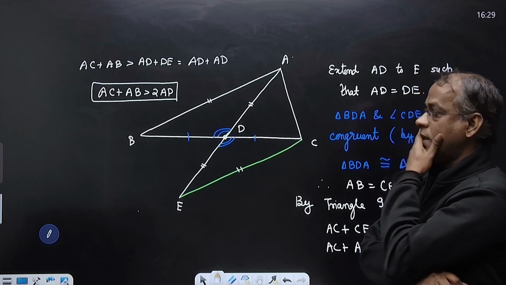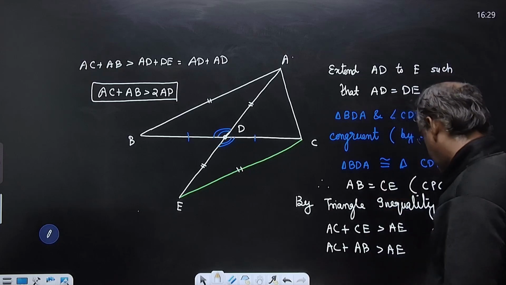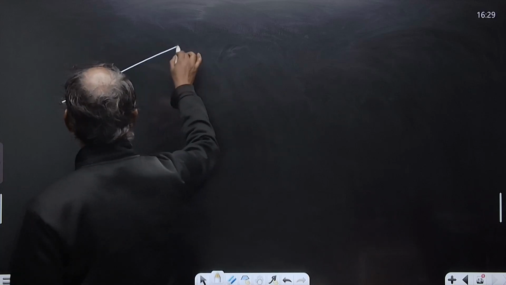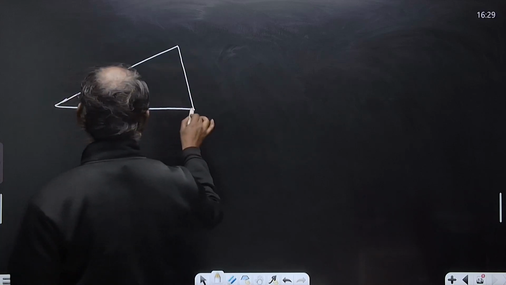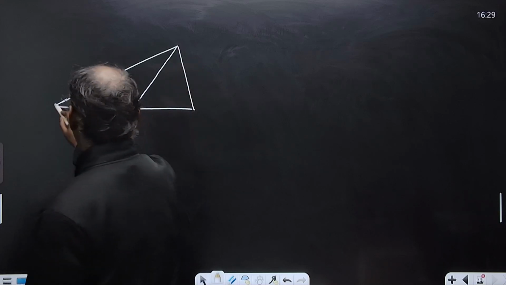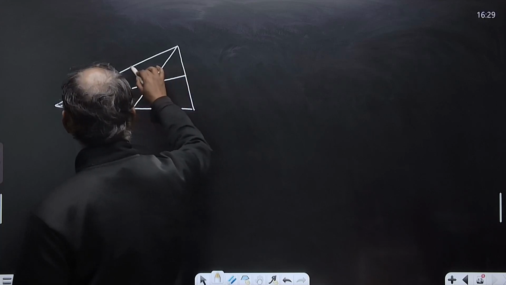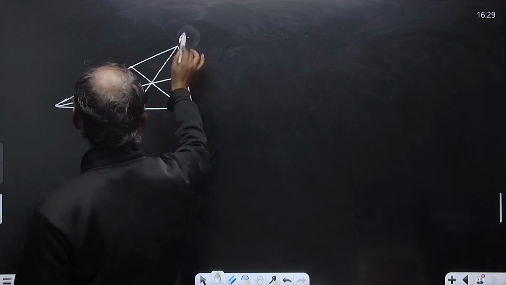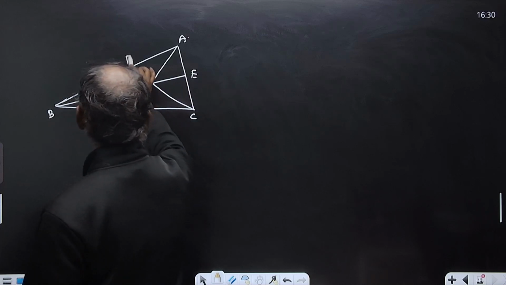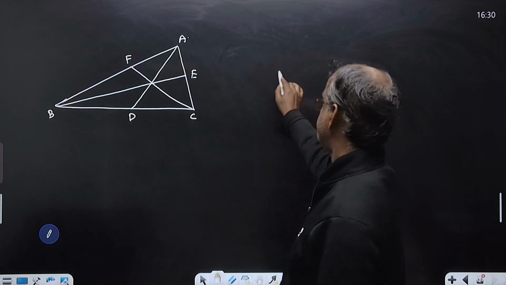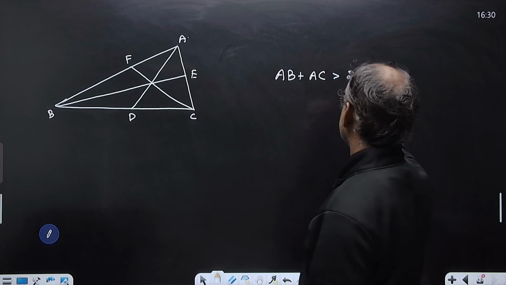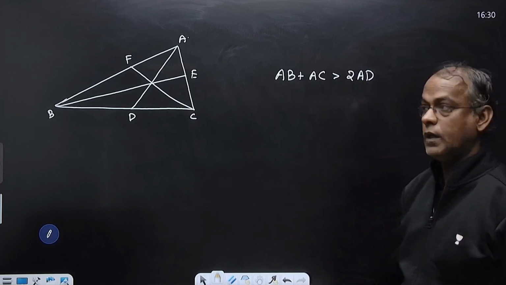You can understand what we can write here from here if you further extend it. What is the corollary that you can draw from this? Suppose let me draw all the three medians. For the time being, assume that they are concurrent. So AB plus AC is greater than 2AD. Okay.